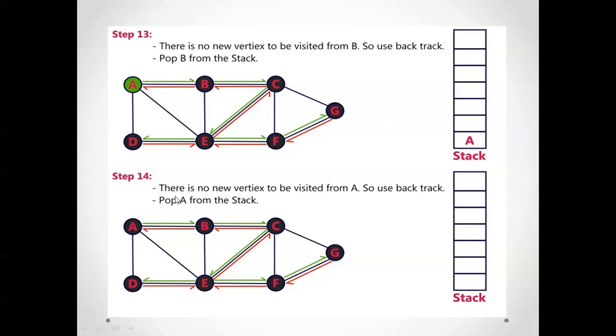This is completed. Next, come to here. There is no new vertex to be visited from A, so we backtrack. Now you can observe from A there is no new vertex. Yes or no? Already B is visited, E is visited, D is visited. So again here we use the backtracking. Backtracking is nothing but just popping the element, popping A from the stack. After popping A, the stack is empty.